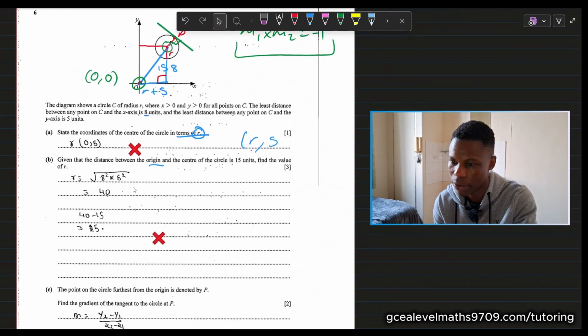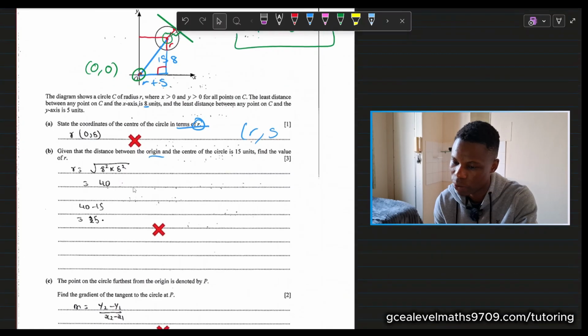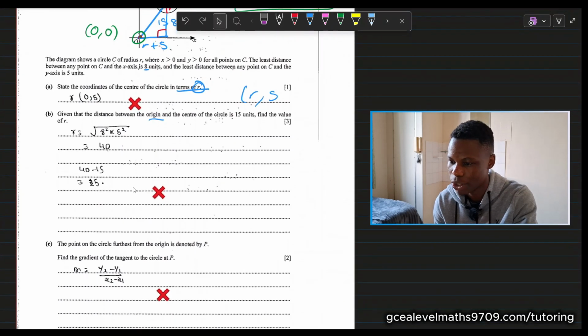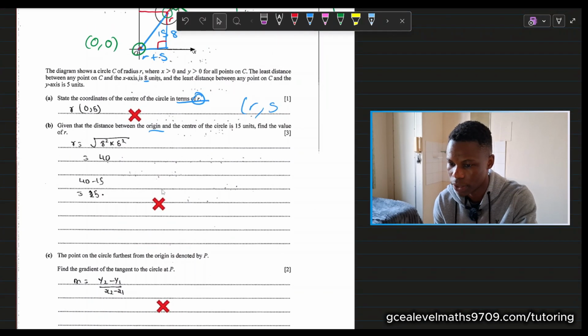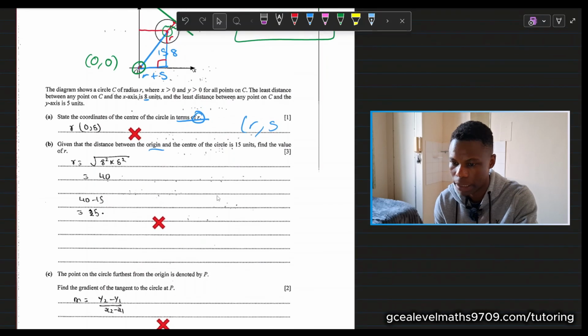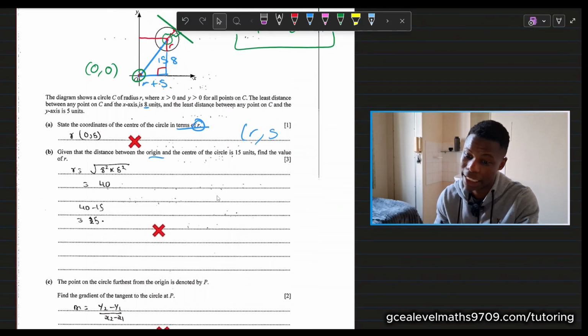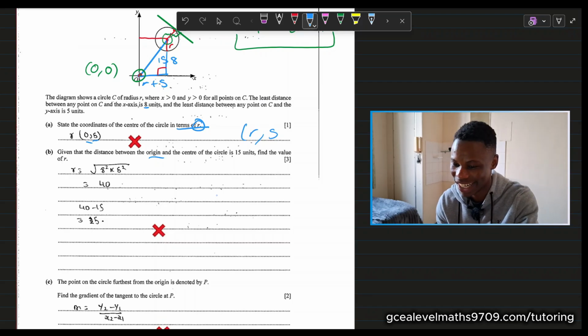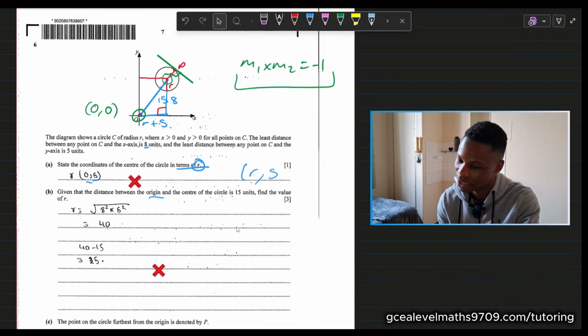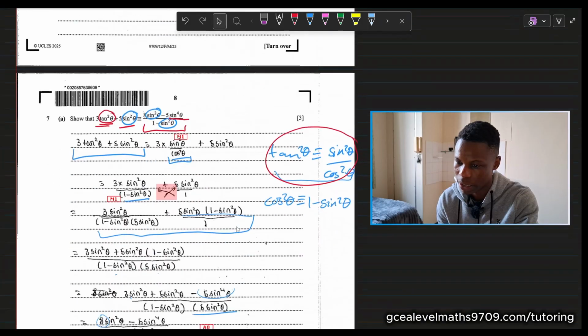Coordinate geometry, there was also very questionable performance here. I mean, to be fair, it's not the most obvious question, but you should at least have an R somewhere here, bro. The question explicitly says that in terms of R, so your answer should have R. And then functions, functions is critical.